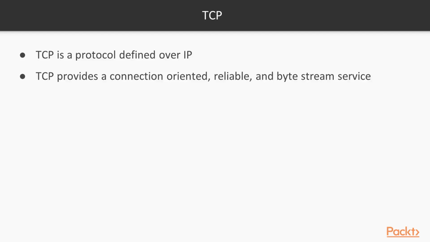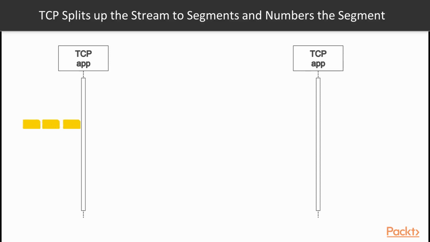The term connection-oriented means the two applications using TCP must establish a TCP connection with each other before they can exchange data. It's a full duplex protocol, meaning that each TCP connection supports a pair of byte streams, one flowing in one direction, the other one flowing in the other direction.